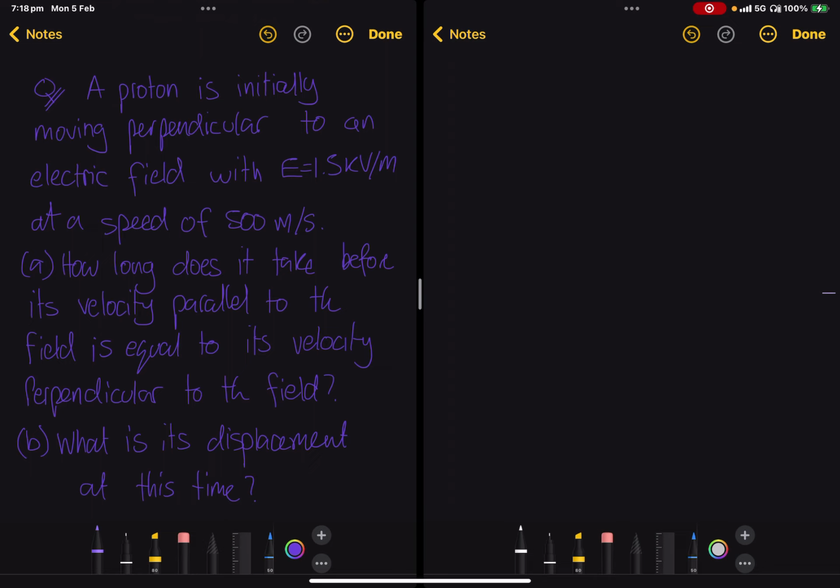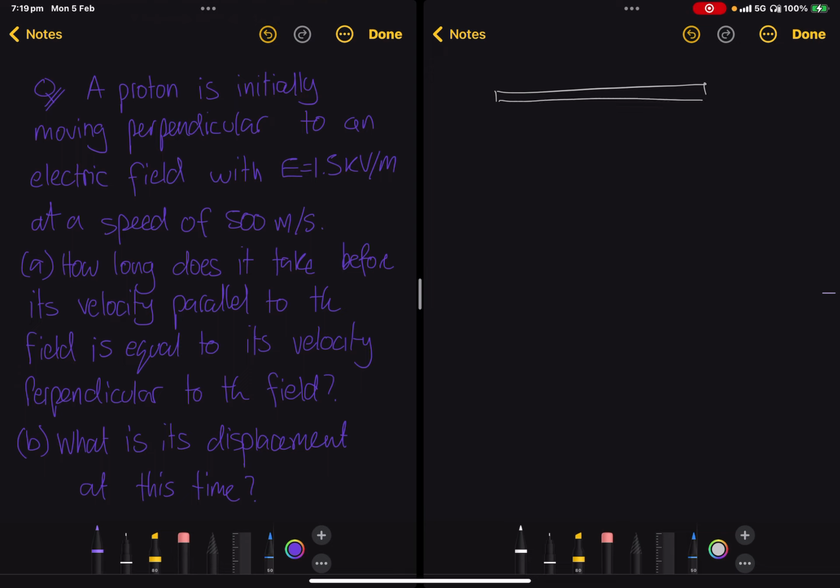We are asked how long does it take before its velocity parallel to the field is equal to its velocity perpendicular to the field, and then we're asked what is its displacement at this time. So there's quite a lot we have to do here. We're going to set up a little diagram. I'm going to choose to orient the field.